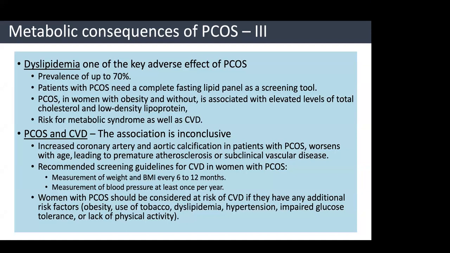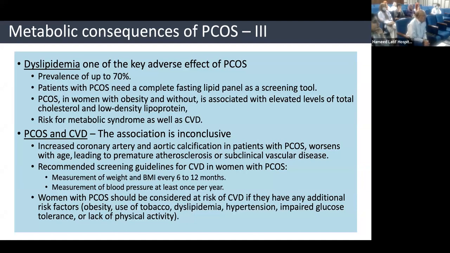Increased coronary artery aortic calcification worsens with age, leading to premature atherosclerosis and subclinical vascular disease. Recommended screening guidelines for CVD in women include measurement of height, weight, BMI every 6 to 12 months, so that you keep a watch on the weight and also blood pressure. Women should be considered at risk if they have any additional factors like obesity, use of tobacco, dyslipidemia, hypertension, etc., or lack of physical activity. If these are there, then they are at greater risk. So this is actually something that we need to educate women about.